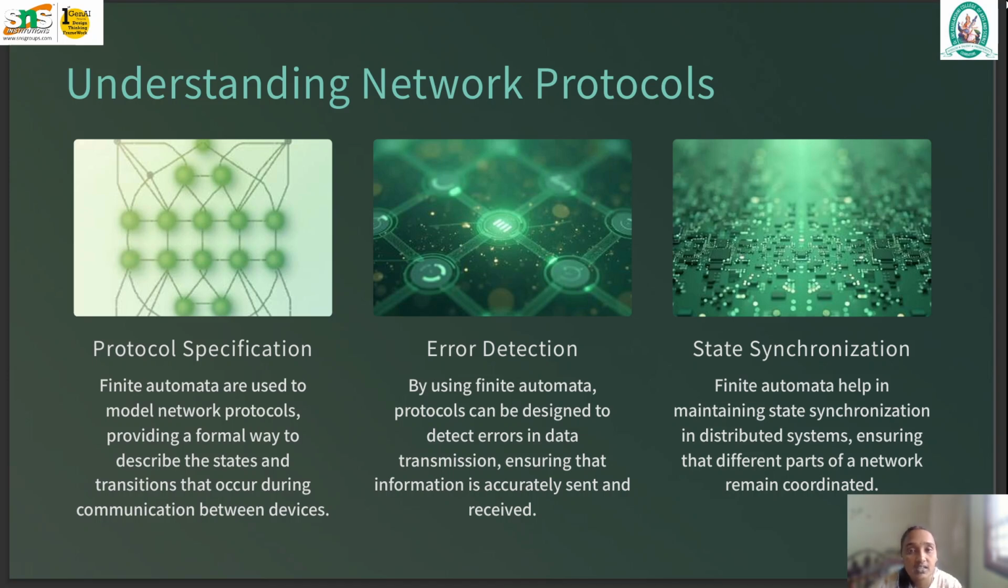Next one, understanding network protocols. A protocol is a set of rules and regulations. Finite automata are used to model network protocols, providing a formal way to describe the states and transitions that occur during communication between devices. Whenever we send a message from the client to the server, we use protocols. That is called a communication protocol.